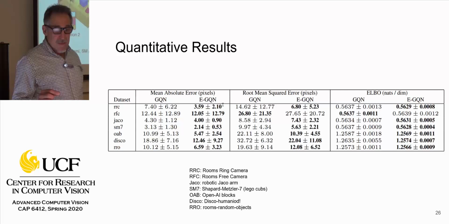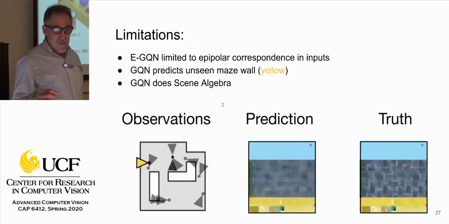We can see more quantitative results here. We mostly did better than the previous method, except for rooms free camera. And so there is a reason that's possible. They didn't speculate as to why rooms free camera didn't do as well. But one possibility, and I'll go to the next slide.